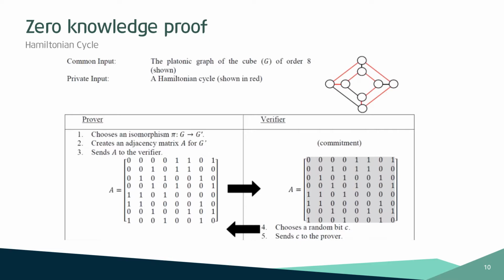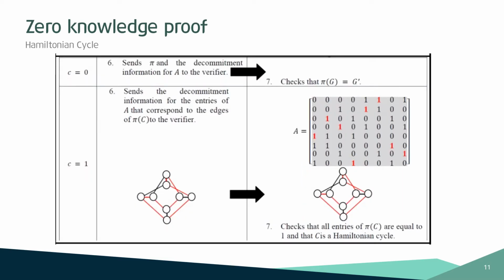Here is how you can do it. First, create an isomorphism pi that makes an isomorphic graph G prime from graph G. Then we create a vector like this and the information matrix for G prime, and give these to the verifier. And then the verifier sends challenge 0 or 1 to the prover.